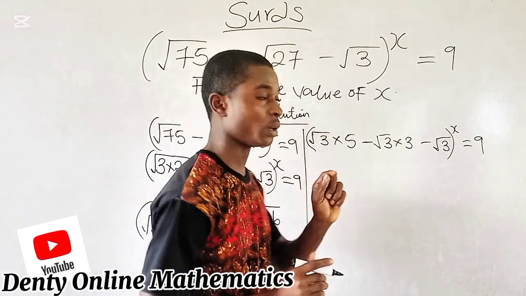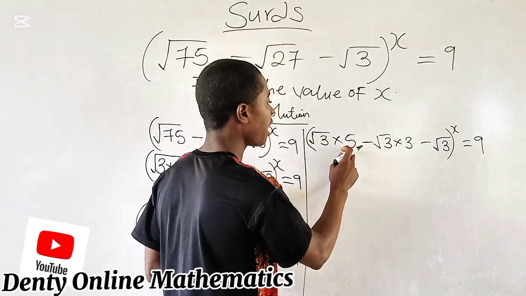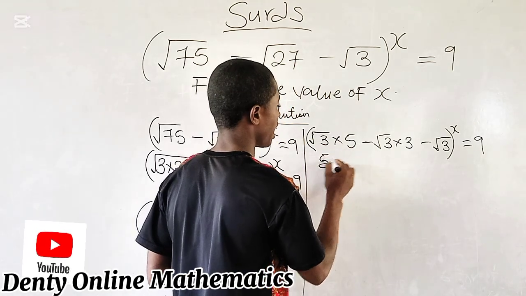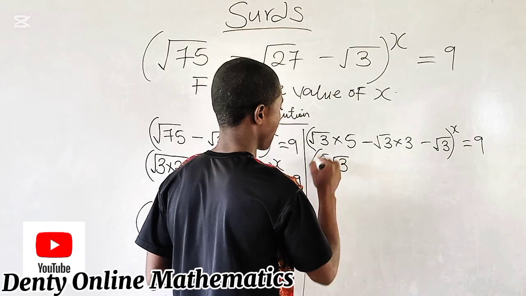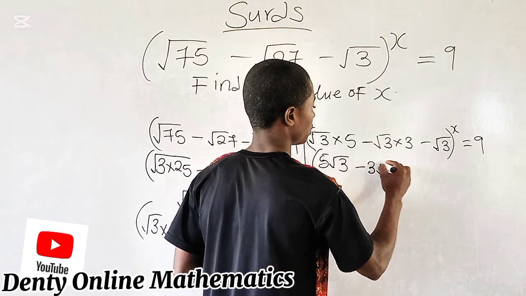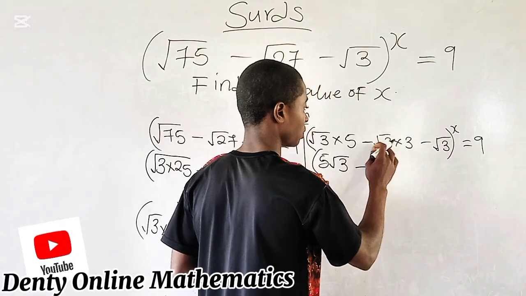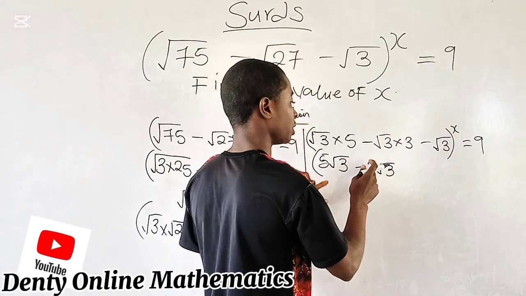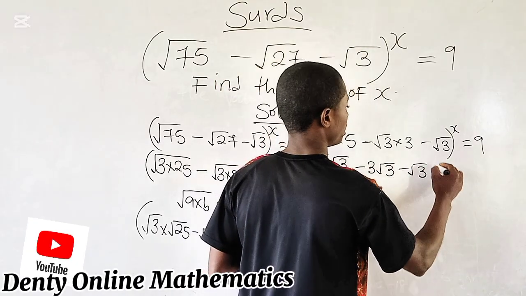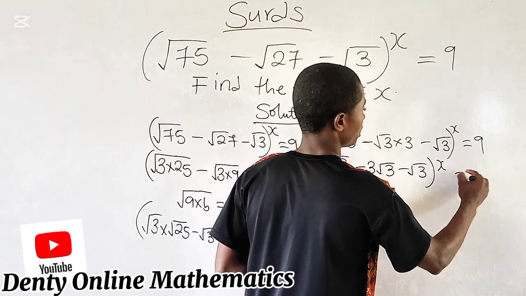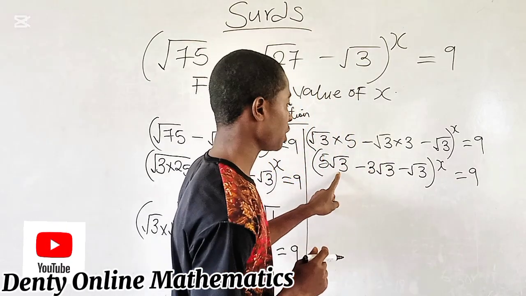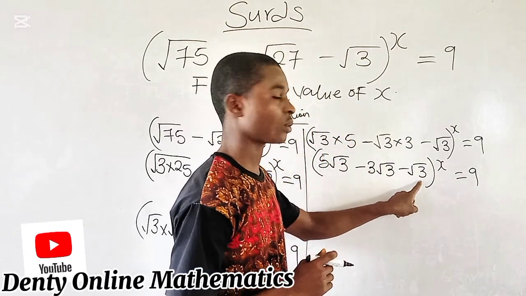Now this is how we are going to do this. 5 times root 3 is 5 root 3. Now 3 times root 3 will give us minus 3 root 3, and minus root 3. All of this raised to the power of x is equal to 9. Now what do you observe? We have root 3, we have root 3, we have root 3.